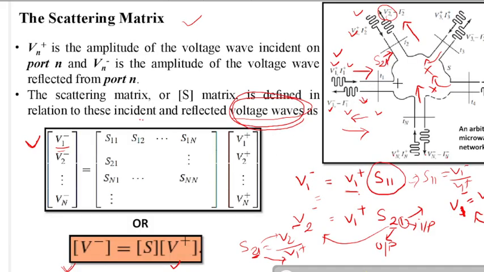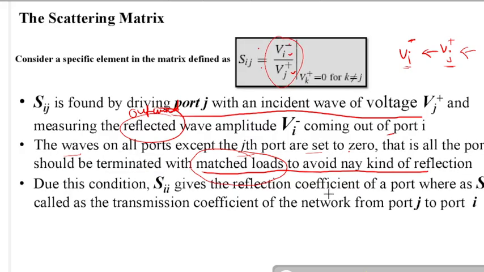So if any wave is here, and if it is a wave, it is propagating everywhere, and if it gets reflected from here, then it can affect the output measurement. That is why a matched load, if it is connected, then there won't be any kind of reflection. That is why a matched load is taken. And with this condition, S11 gives the reflection coefficient of a port.